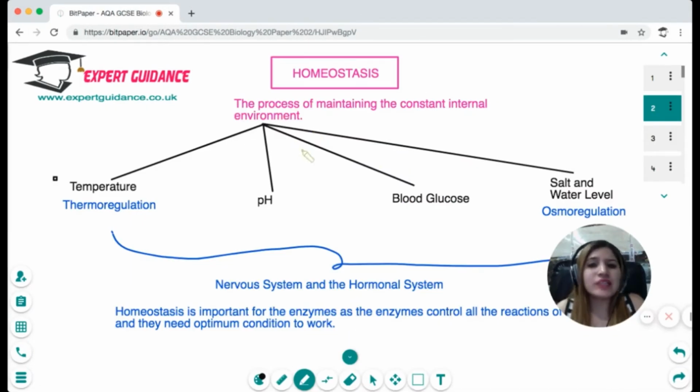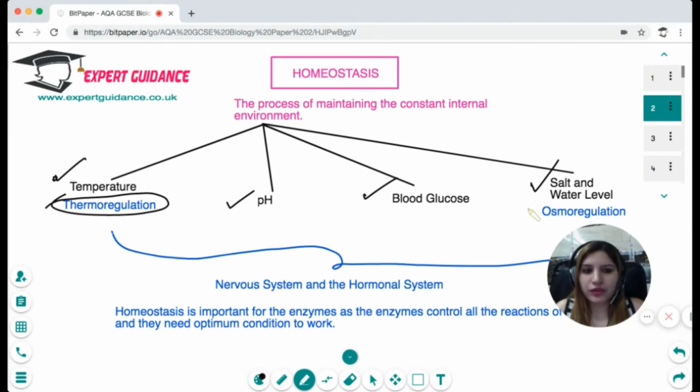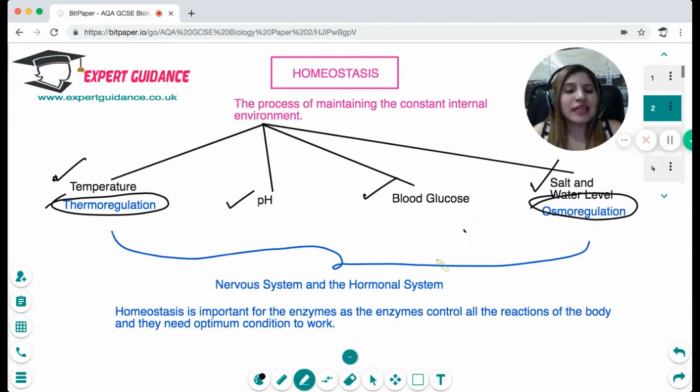Now, what exactly is homeostasis and why is it important? Homeostasis is the process of maintaining the constant internal environment. Now, the question is, what is constant internal environment? Constant internal environment is maintaining a constant temperature, pH, blood glucose, and salt and water level. When we maintain a constant temperature, that is known as thermoregulation. Maintaining salt and water level is osmoregulation. So, maintaining all these factors is what is homeostasis.